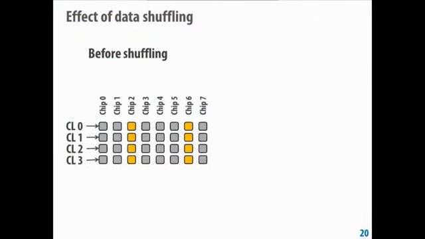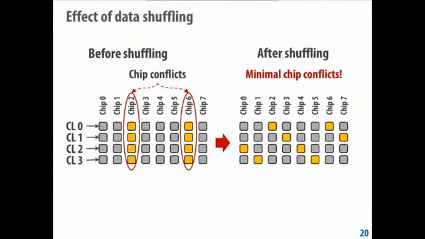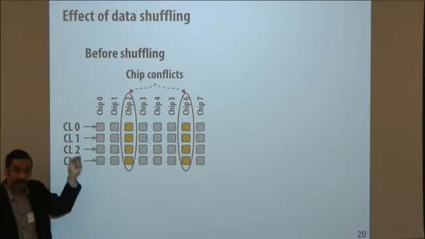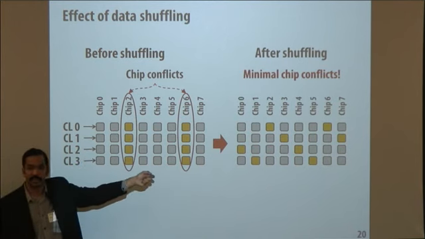So just to look at what this shuffling mechanism can achieve for us, this is the first 4 cache lines of the table before shuffling. And as you can see, there are a lot of chip conflicts. The useful values are mapped just to 2 chips. After employing the shuffling scheme that I described in the previous slide, that's how the data is going to look.